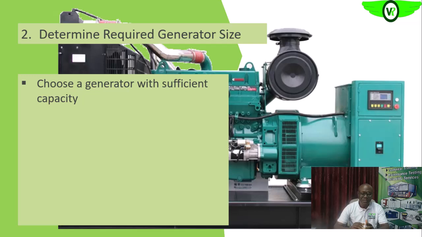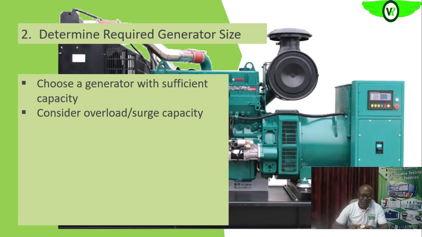What this means is that if you have a 100 kVA generator as an example, you cannot load that generator more than 80 kVA, give it more than 80 kVA of load. Which means that the generator will be 20% higher than the load, or will be able to deliver power that is 20% higher than the load. So you choose a generator with the sufficient capacity.